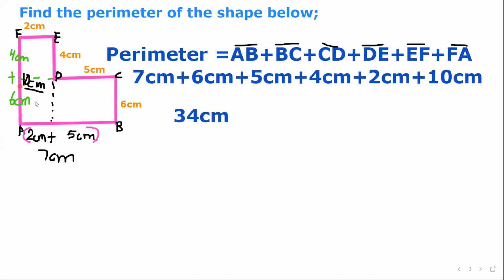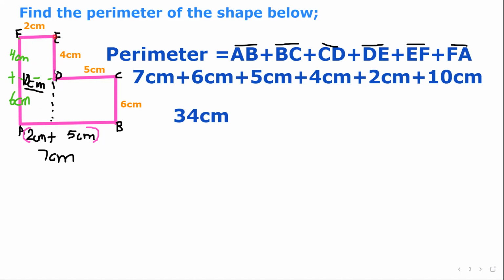Which means that the total distance around this shape here is 34 centimeters. So if you decided to walk around the shape here, you would cover a distance of 34 centimeters. I hope you will be able to use what you know to get what you don't know, like what we did here, where some dimensions are not given to you. You extend this one to form a rectangular shape, and then use the property which shows that the opposite sides are always the same.